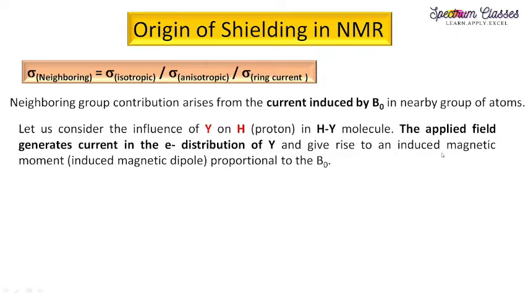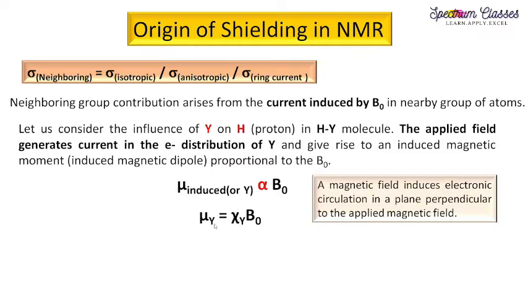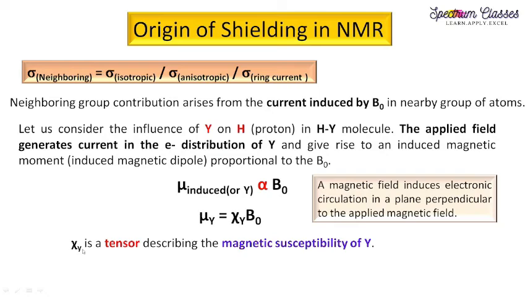And it gives rise to an induced magnetic moment. So the applied external magnetic field generates an electric current about the electron distribution of Y, which induces a magnetic dipole moment, which is proportional to B naught. Here this mu induced, the induced magnetic dipole moment of Y, is proportional to B naught, and if we introduce the proportionality constant, then we have chi Y. This proportionality constant chi Y is a tensor describing the magnetic susceptibility of Y.